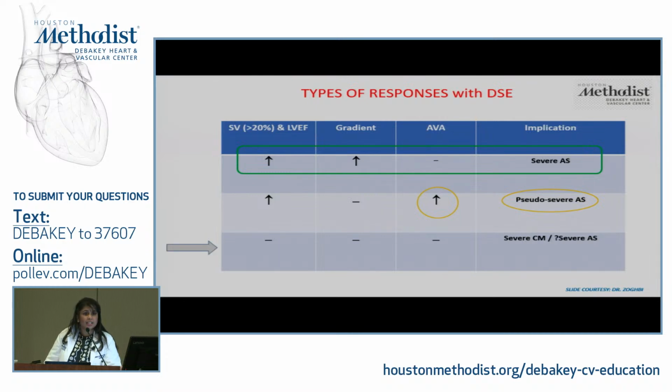And then what's the worst case scenario? The worst case scenario is there's no contractile reserve, right? So then there's no flow augmentation, and basically you reserve other modalities after that.